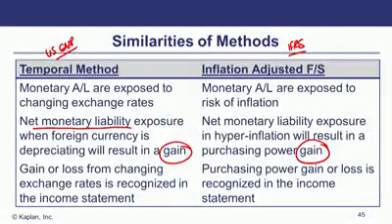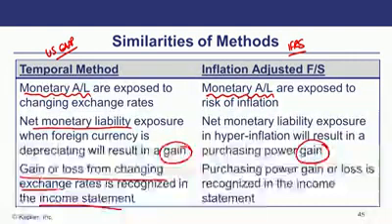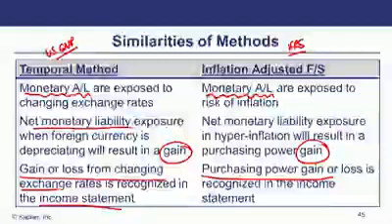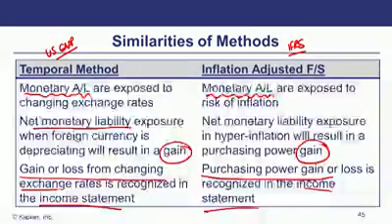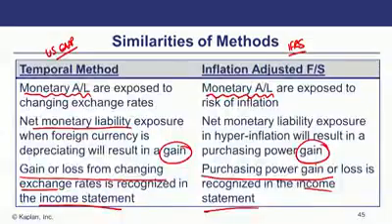Notice our monetary assets and liabilities are exposed to changing exchange rates, whereas our monetary assets and liabilities under IFRS are exposed to the risk of inflation. Their purchasing power essentially is being eroded. Notice the gain or loss from changing exchange rates is in the income statement. The purchasing power gain or loss due to the erosion of power of your assets and liabilities is also in the income statement. So different methodology, but it results in remarkably consistent end results.